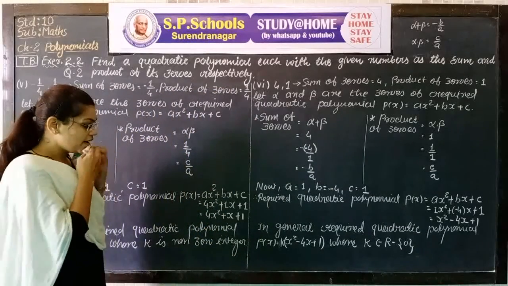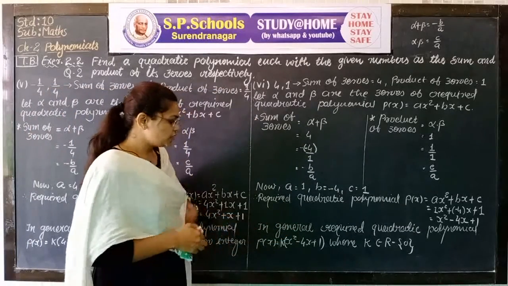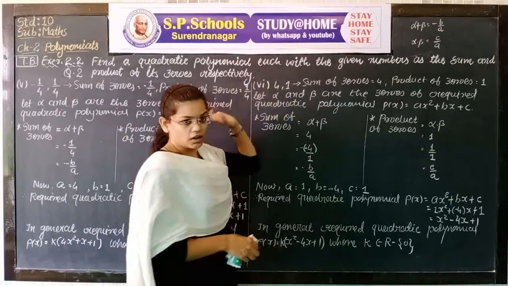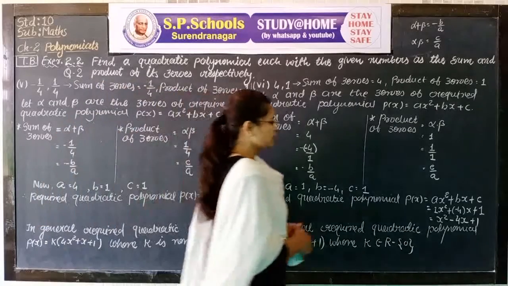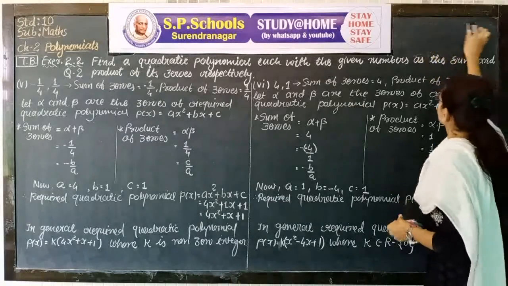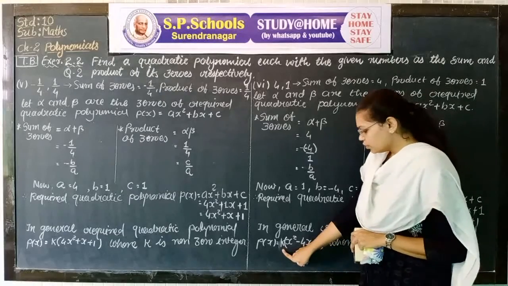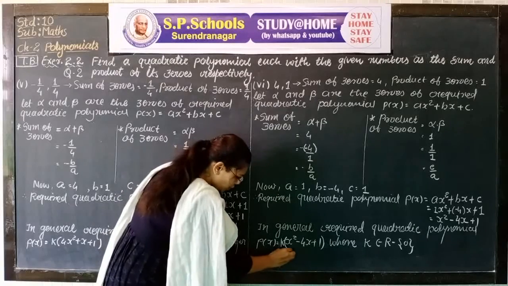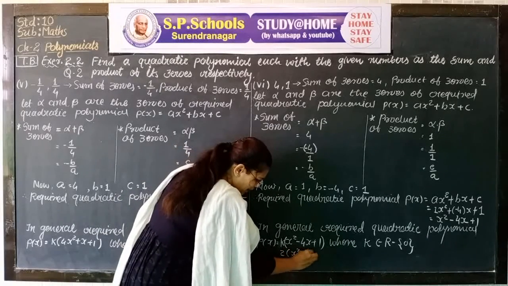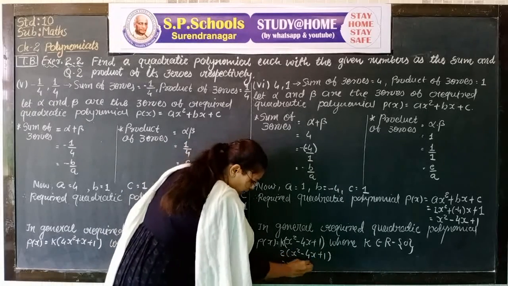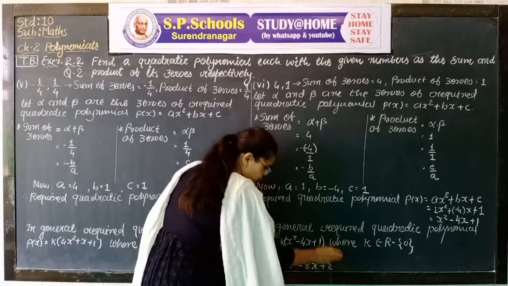Now k into bracket x square minus 4x plus 1 gives lots of polynomials whose sum and product of zeros are given according to the condition. Let's see one example for that. Suppose here the value of k is 2. Then we multiply the bracket with 2: 2 into bracket x square minus 4x plus 1. Then our polynomial is 2x square minus 8x plus 2.